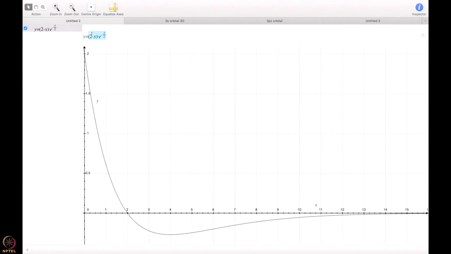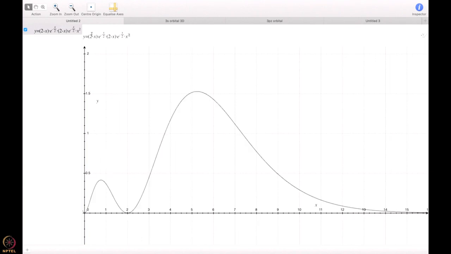So, I want r square. I can be a little lazy and just copy paste the same function once again, and I have to multiply it by, do not forget, r square. In this case, x is r. This is what we get. See, this is a picture that we had shown you earlier, is it not? This is your radial probability distribution function.